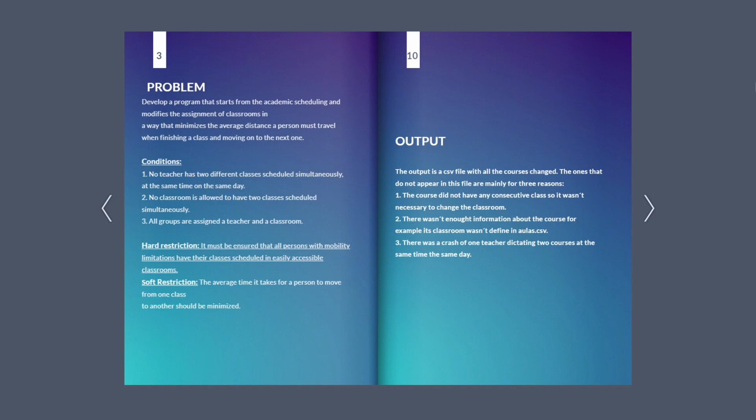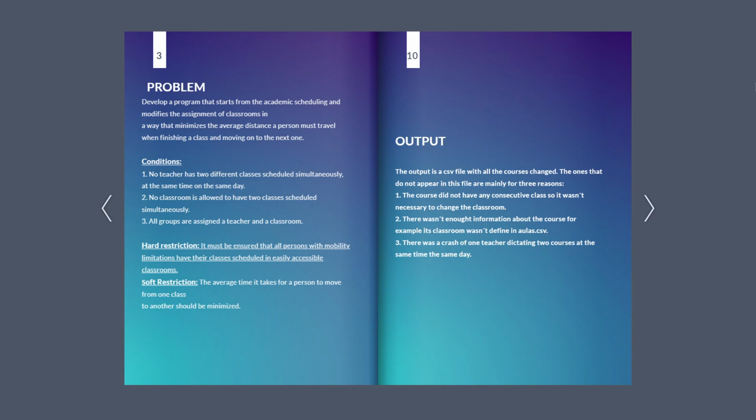There are some conditions. First, that no teacher has two different classes scheduled simultaneously, and no classroom is allowed to have two classes scheduled simultaneously. And also, all the groups have to have a teacher and a classroom. We have two restrictions that we must solve.